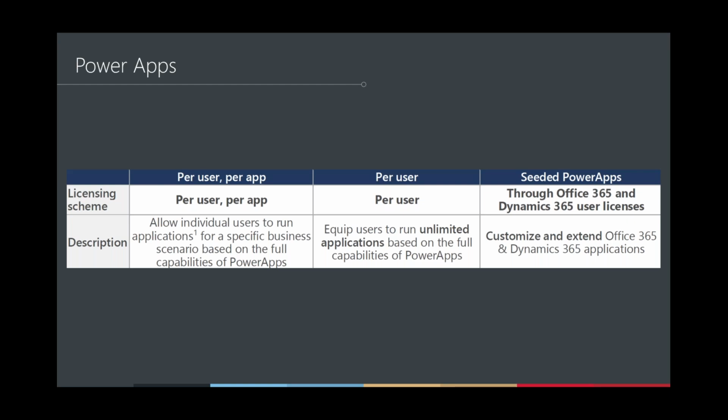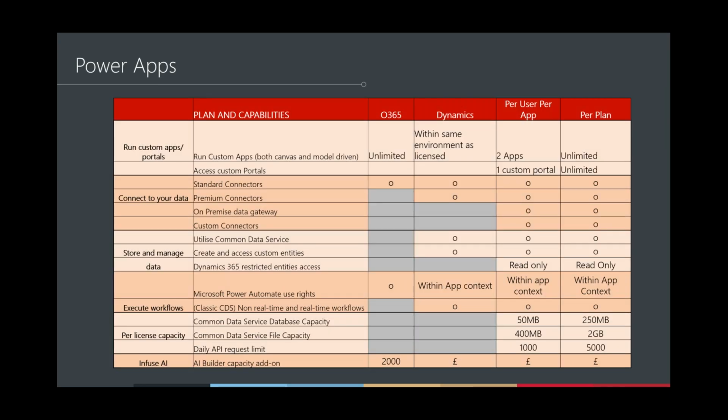You'd be looking at around £7.50 per user per month, and this allows any individual license for that per user, per app plan to access an unlimited number of, sorry, I can't get my words out.